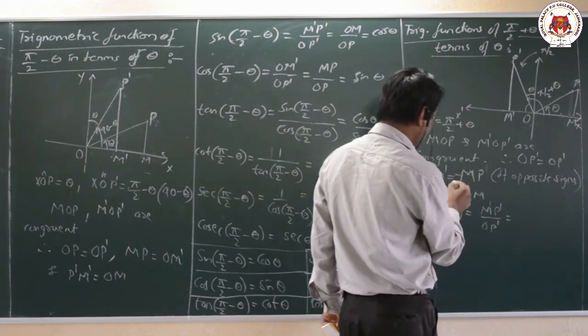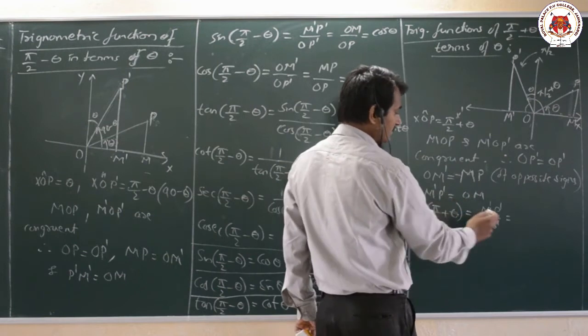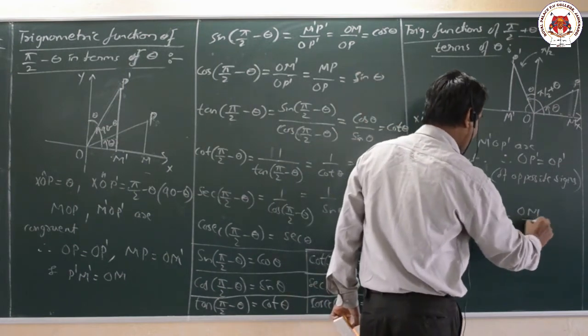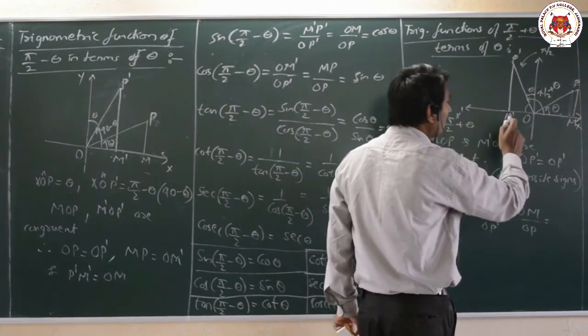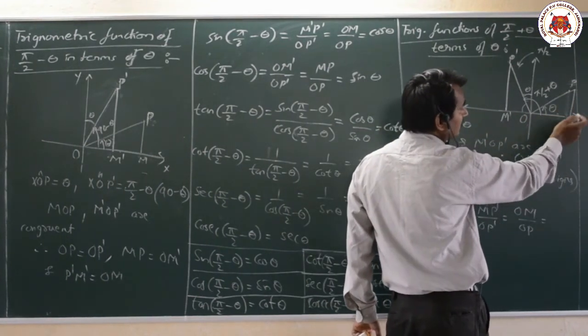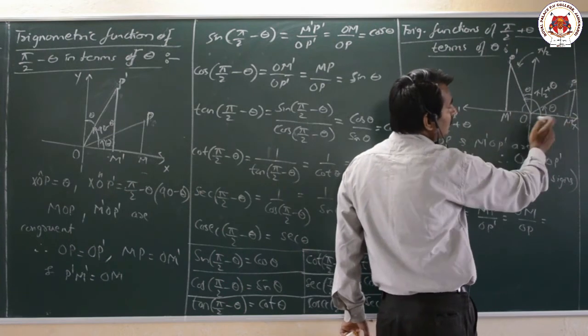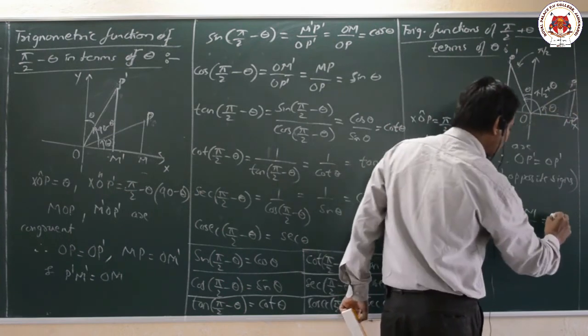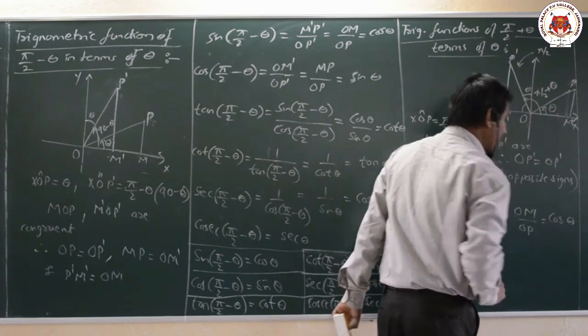M dash P dash means it is equal to OM divided by OP. Now OM divided by OP in this angle MOP, what do we have? OM divided by OP is the cos theta definition. That is nothing but cos theta.